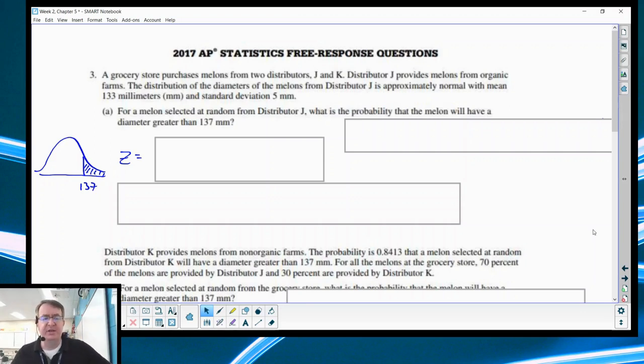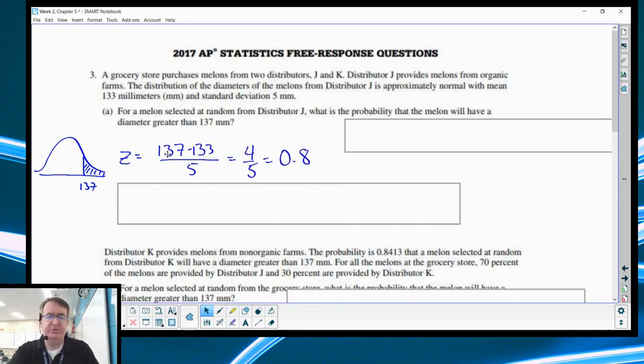For a melon selected at random from distributor J, what is the probability that the melon will have a diameter greater than 137? Hey, look, it's a Z-score. I know, it's a shock. The one thing I forgot to write down here is data minus mean over standard deviation. This would be sufficient. So we come up with a Z-score of 0.8. Now, is that going to be good enough for a probability?